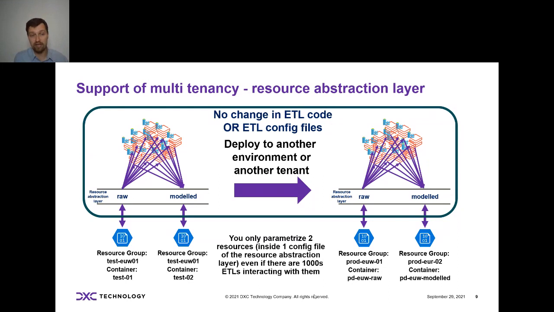Because in test, you map raw and model to one location, and in prod, you map raw and model to a different location. So you went from having to parameterize 1,000 config files because you have 1,000 ETLs to having to parameterize one config file, because you just swap the underlying resource abstraction layer, but the jobs are actually identical. And by the way, if you have mapped those resources already, then you can deploy a new job on test, literally copy paste it to prod, and it will work without touching anything whatsoever because the resources are already swapped underneath automatically.